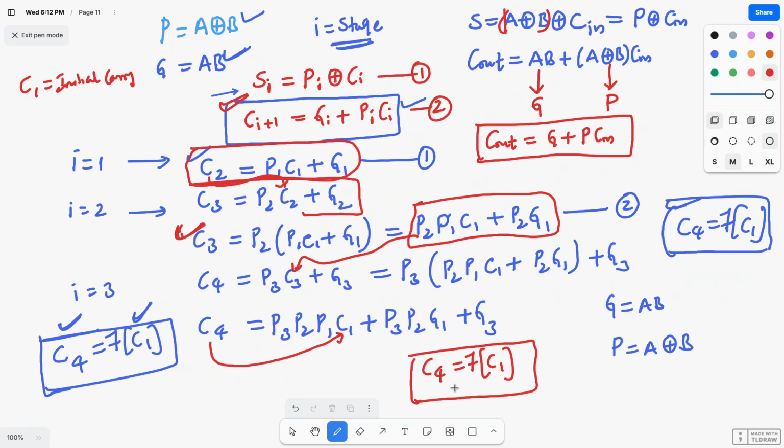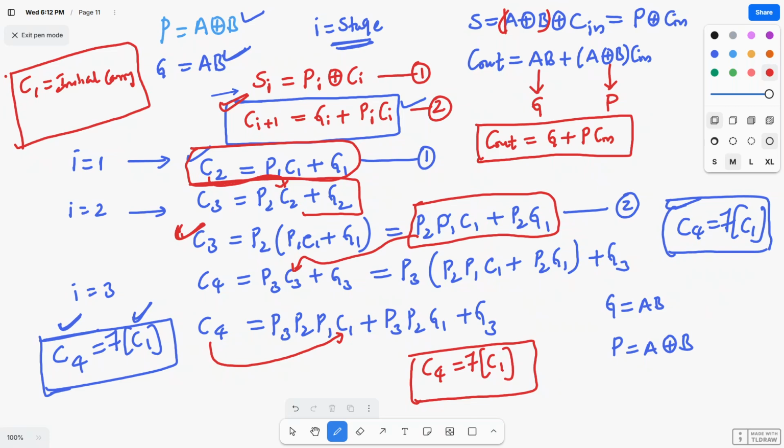So if you know the initial carry directly, C1 is the initial carry, no? If you know the initial carry, you can directly calculate C4. That's why the name came, carry look ahead. It is looking for the initial carry. If you know C1, directly you can calculate C4, so that you can decrease the delay of the circuit.